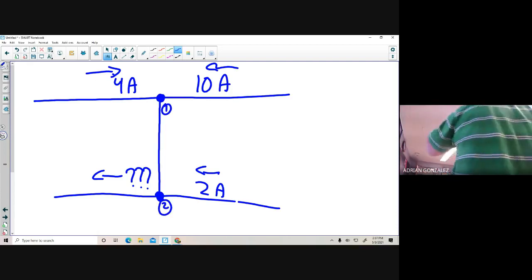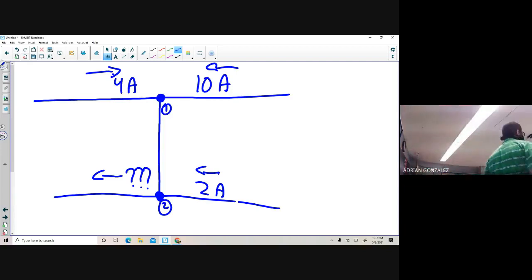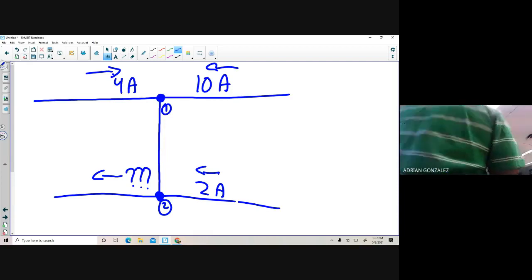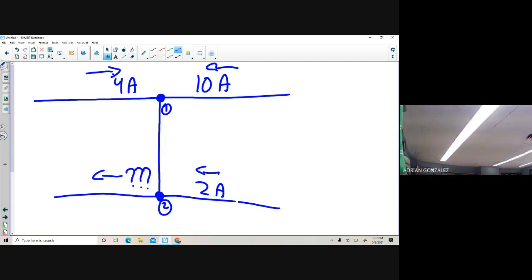Okay? How much current do you have going into junction 1? 14 amps, yes? Some from the right, some from the left, yes? Now, that current goes into junction 1. Can it go left or right once it goes into that junction? No, okay? It only has one path. What's the path that that current has to take? It has to go down the wire, yes?